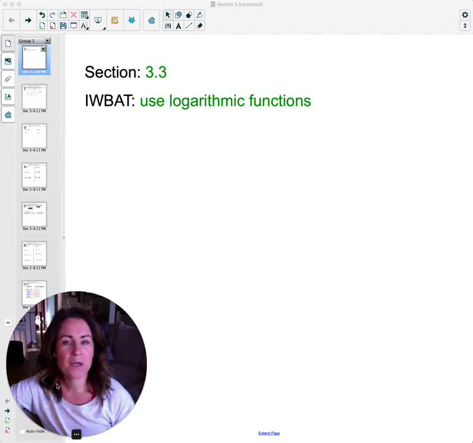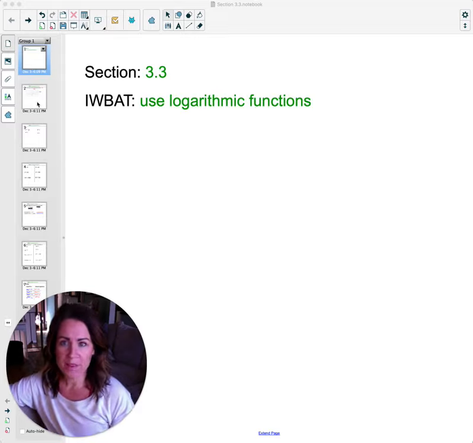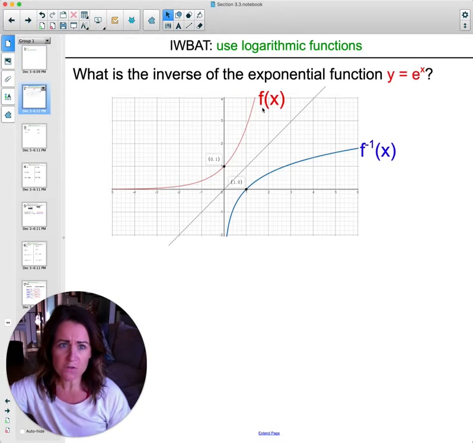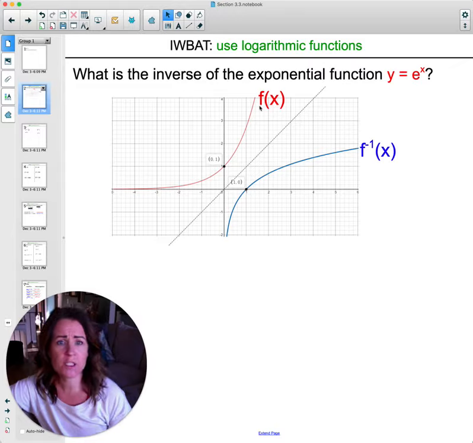In this video, we are going to be doing an introduction to logarithms. So you're actually going to figure out what logarithmic functions are in this section. So first off, remember that I talked about how we were looking at exponential functions, which is this red graph up here. So f of x is just the function y equals e to the x.